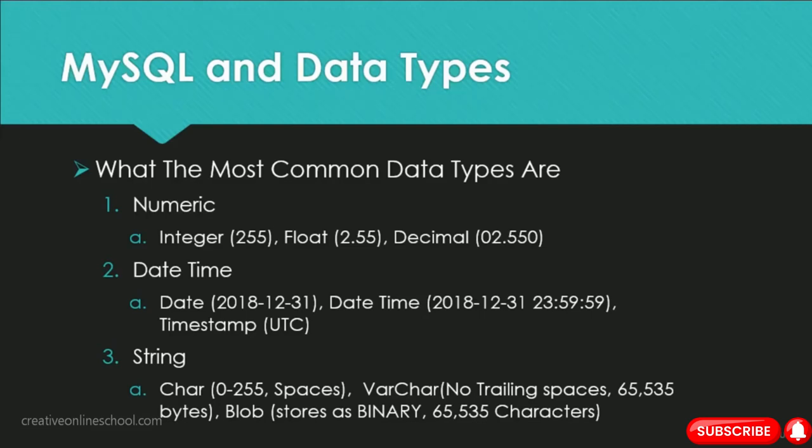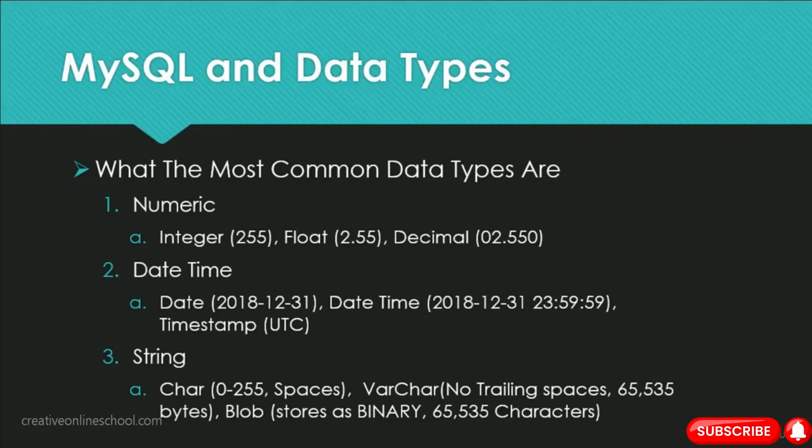Finally, we have strings. Strings are one of the most versatile types because they can store all kinds of letters and characters, everything from a person's name to an account code that may have both letters and numbers together. The most commonly used string data types are char, varchar, and blob. These data types are a bit different from the others, as they all store the same types of information, but they store them in different ways.